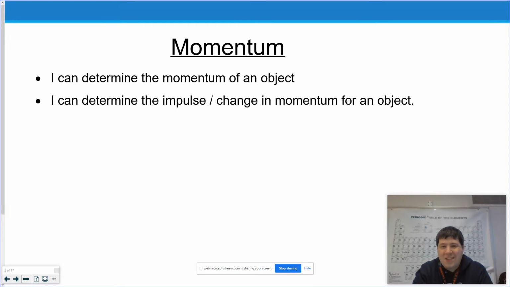Hello folks, today in this video, we're going to talk about momentum. We're going to both be able to determine the momentum of an object as well as to determine the impulse, which is the change in momentum for an object as well.